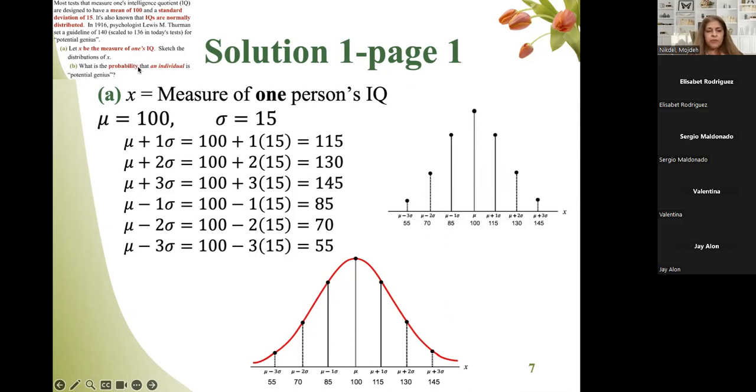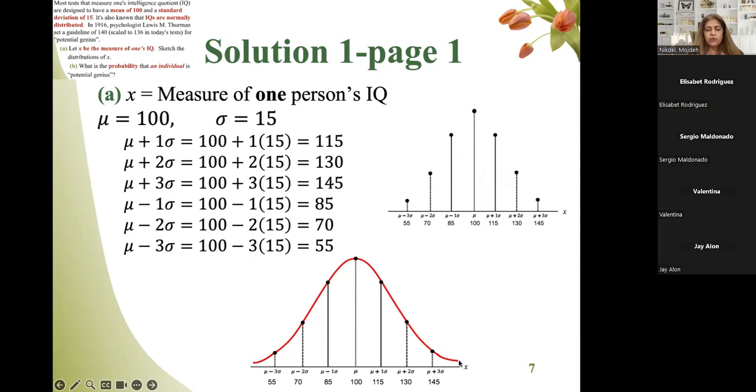Part B says, what is the probability that an individual is a potential genius? We said that if a person has an IQ of 136 or higher, they are a potential genius. This is the 130 line, correct? 136 is somewhere around here. The distance between each tick mark is 15, so 6 is a little less than half. If I draw a line at 136, anybody with an IQ of 136 or higher, to the right, is a potential genius. So I want to find the area of that region.